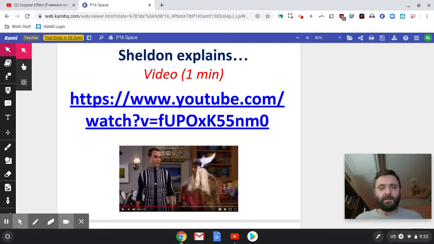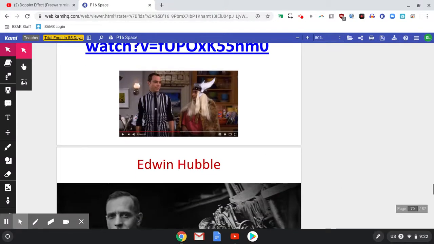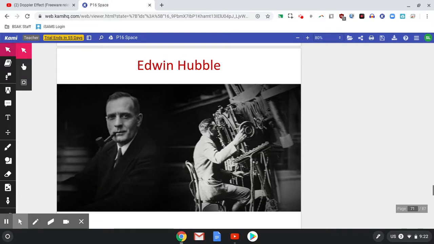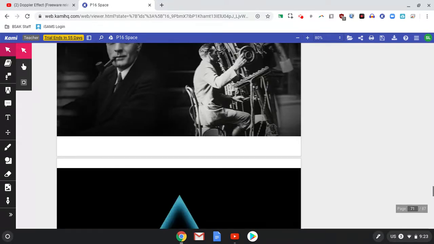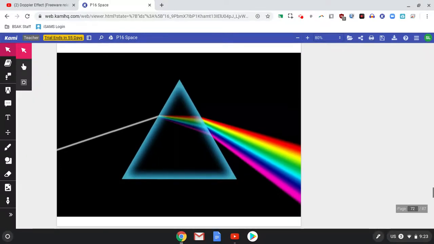So what's the Doppler effect got to do with the expanding universe, you might be asking? Well, it all goes back to the work of this guy almost 100 years ago, Edwin Hubble. He made thousands of observations of galaxies, distant stars, and he noticed something very, very important. He noticed that all the light seemed to be redshifted.